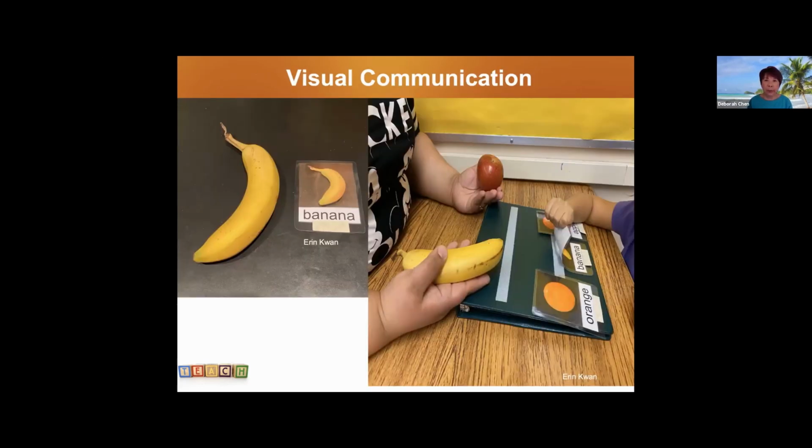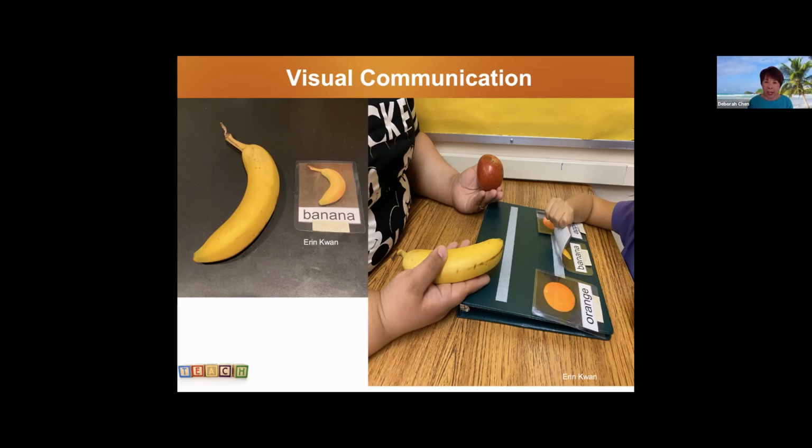Here is an example of visual communication. On the left side, you see a real banana, which is a concrete object. Then we see some examples of concrete symbols: a picture of a banana, the printed word banana, and the Braille word banana. You can use a match to sample to teach this. The child matches the banana to the picture of the banana. You might want to start with a large picture of the banana, so it's an exact match.